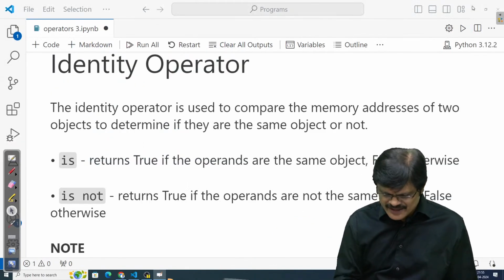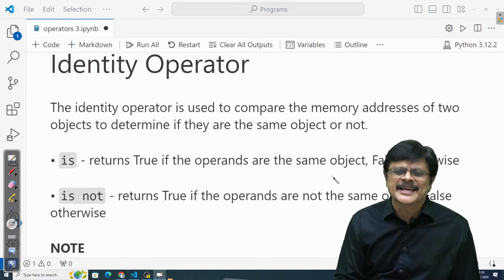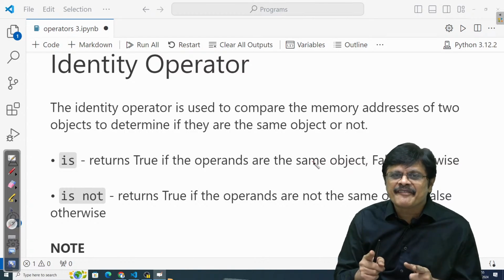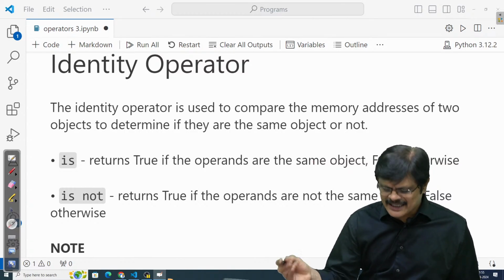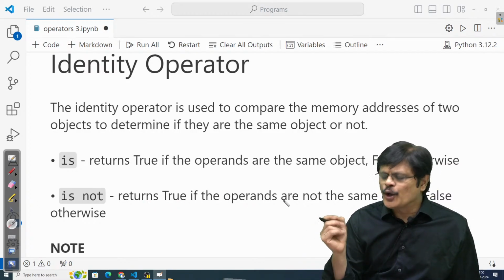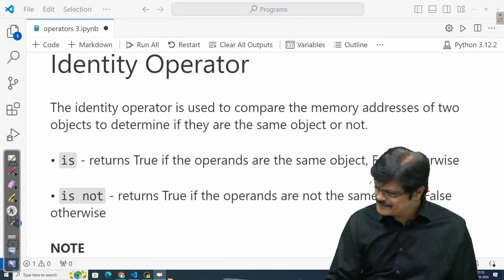So let us try to see this. Here, is returns true if the operands are the same object. Same object means the variables refer to the same memory location or the same object, and false otherwise. And is not returns true if the operands are not the same object, false otherwise. That is the story.